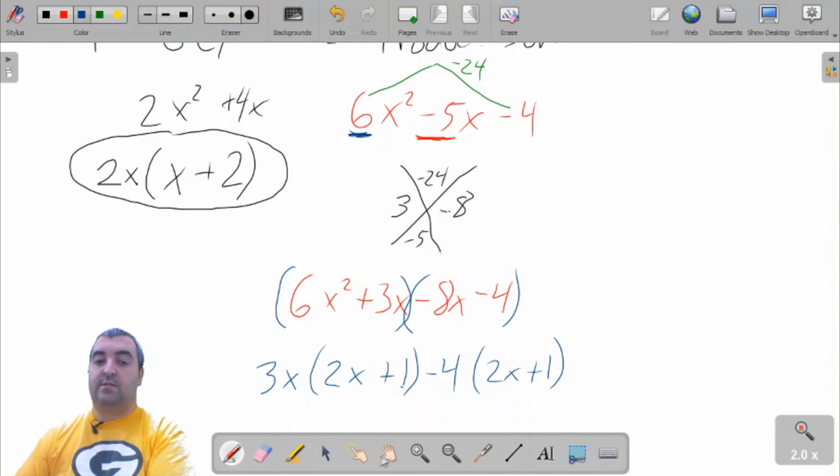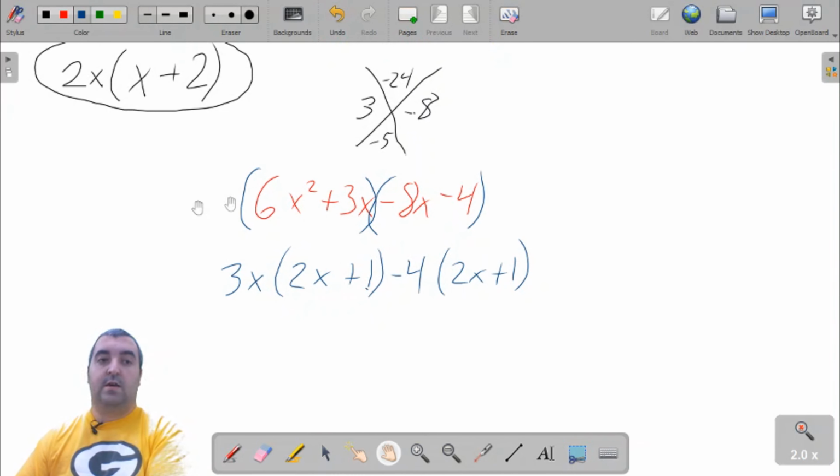Nice thing with this method is you know you've done it right, even before you get to your final answer, if these two things are the same. Okay? If you end up where one is the opposite of the other, so it'd be like if this one was negative 2x minus 1, that just means that you should have factored out a negative as well. Okay? But you should end up with being the exact same thing.